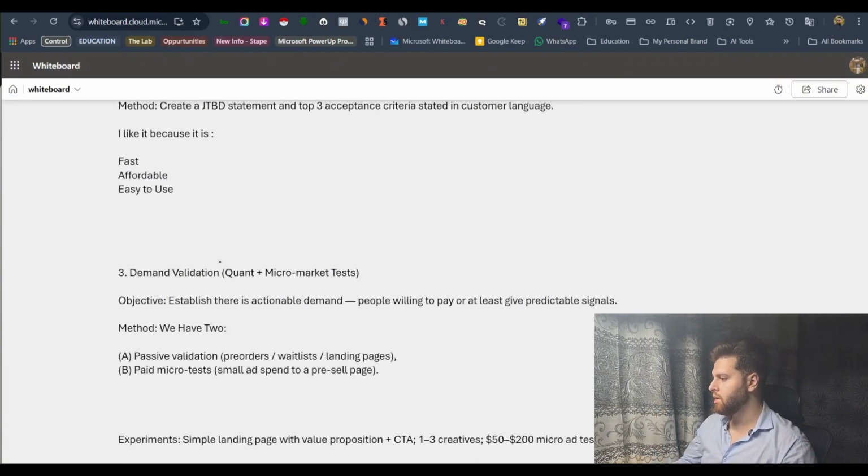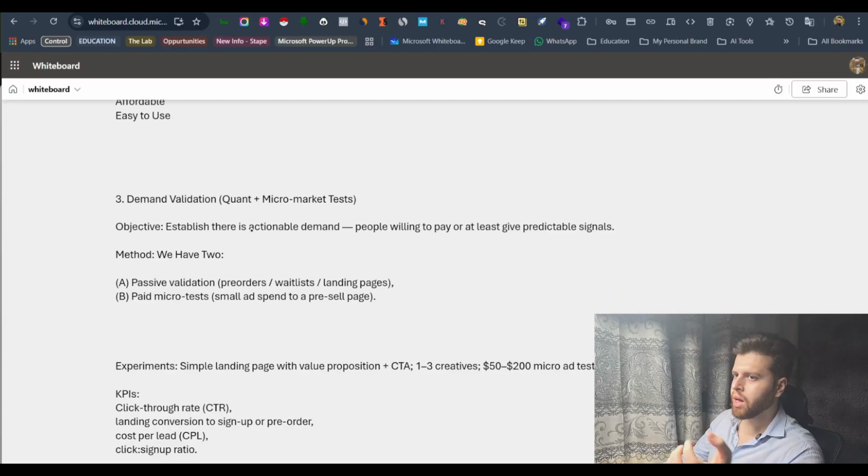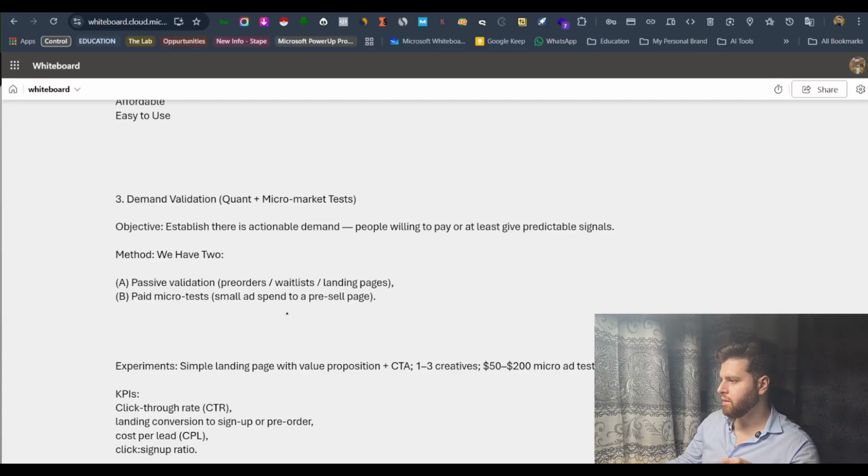Then the demand validation. We explain it here in a way like you can establish if there is an actual demand and people are willing to pay, at least give predictable signals.